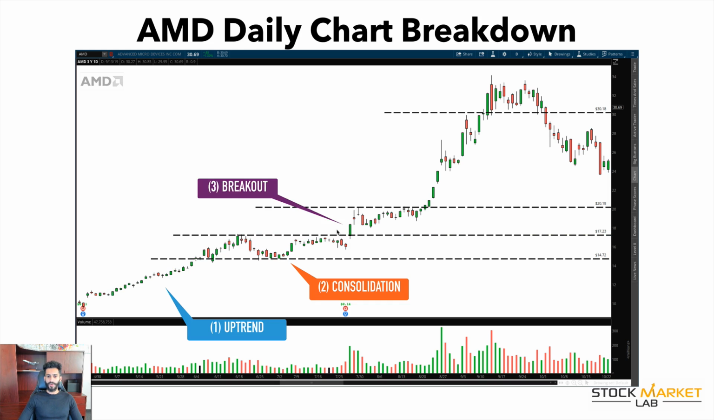After the break, boom, breaks out. Strong volume. Why did it break out? Earnings. Now, was that a strong breakout? Yes, that was a phenomenal breakout.